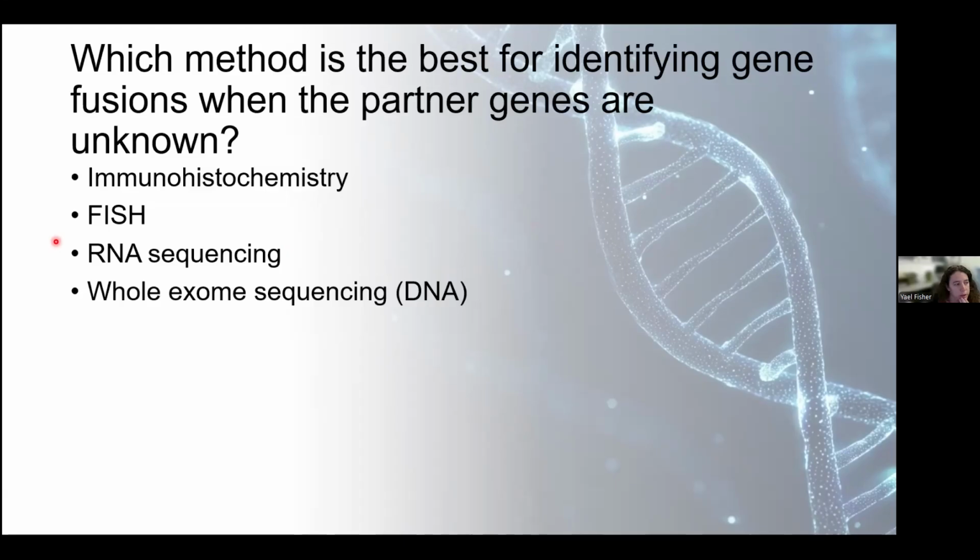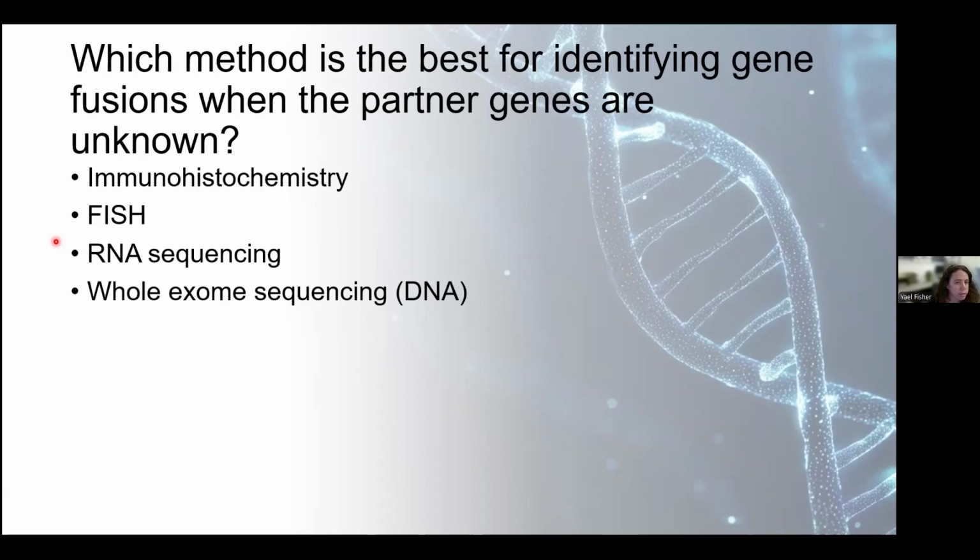So the partner genes here are unknown. So we wouldn't know which FISH to choose because FISH uses specific probes for specific genes. We wouldn't know which probes to choose in the case where we don't know what genes we're looking for. Immunohistochemistry is the same. Many fusions have immunohistochemistry that identifies them, but without knowing which fusion we're looking at, we wouldn't know what to choose. So we're left with RNA sequencing or DNA sequencing, and in this case, whole exome sequencing.